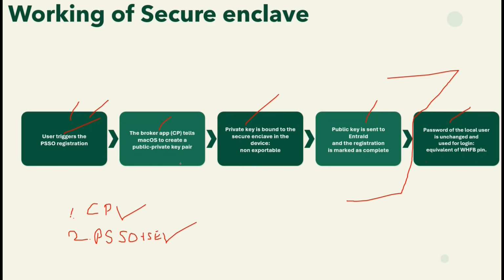And then, as I said, the broker application is creating the public key and the private key pair, sending the private key to the Secure Enclave, sending the public key to Entra ID. And once this is done, the registration is marked as completed. And then even if this device is now stolen, that is absolutely fine, because the private key was secured in the hardware.